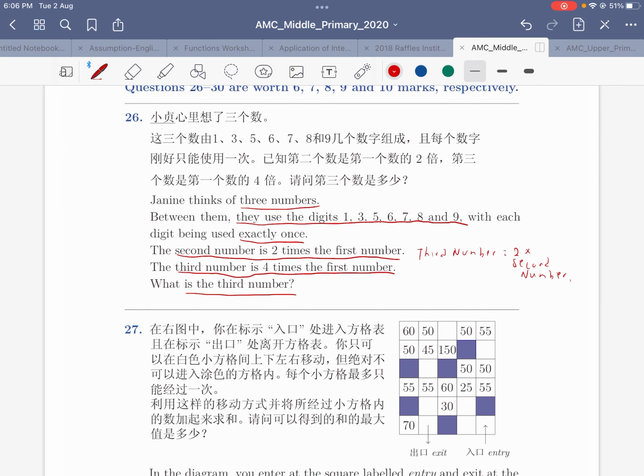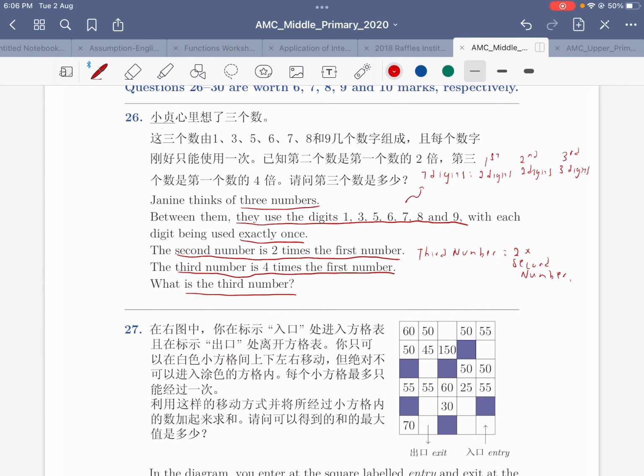So let's try to infer some more information from this question. There are a total of 7 digits. Now, a reasonable combination will be that the first number will have 2 digits, the second number will also have 2 digits, and the third number will most likely have 3 digits, right? Because the third number is 4 times the first number. So that's a reasonable guess that we can go about with.